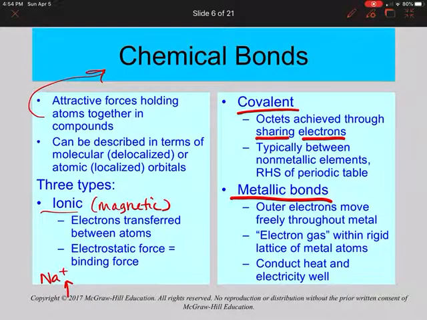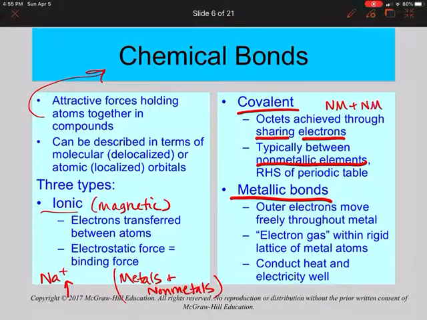I didn't mention before that ionic is typically going to be between metals and non-metals. Where covalent is typically between non-metals and non-metals. Which tells you that metallic bonds are just going to be between metals and metals.